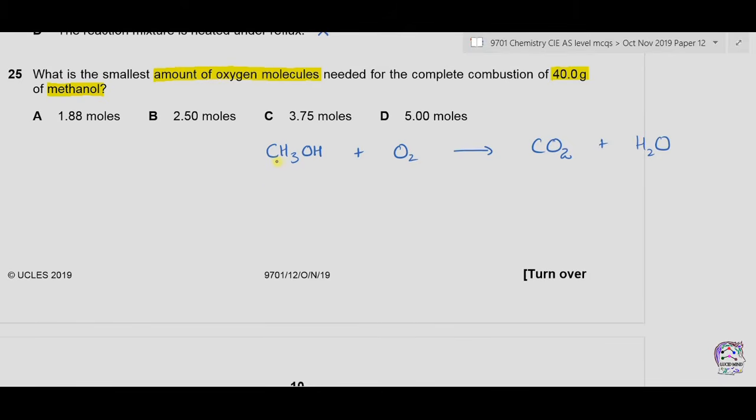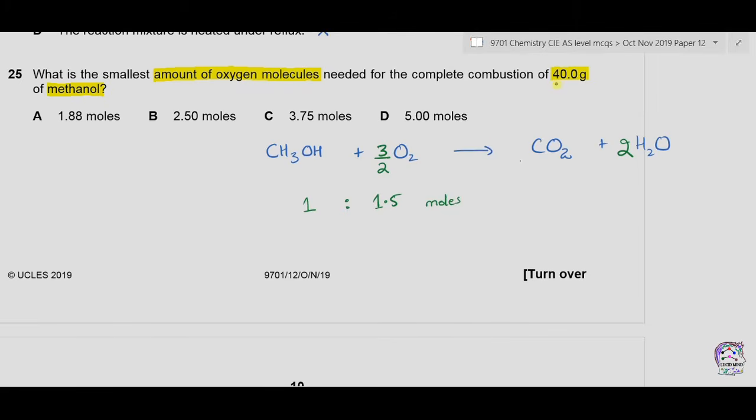Let's balance. The number of carbon atoms is already balanced, one on the reactant side and one on the product side. We have 4 hydrogen atoms with methanol and 2 hydrogen atoms in H2O, so we can write 2 with H2O. Now we have 4 oxygen atoms on the product side and 3 oxygen atoms on the reactant side. So we can write 3/2 with oxygen, and the 2 will cancel out with the 2. 3 atoms of oxygen and 1 atom of oxygen will become 4. So we can see that the molar ratio between methanol and oxygen is 1:1.5 moles.